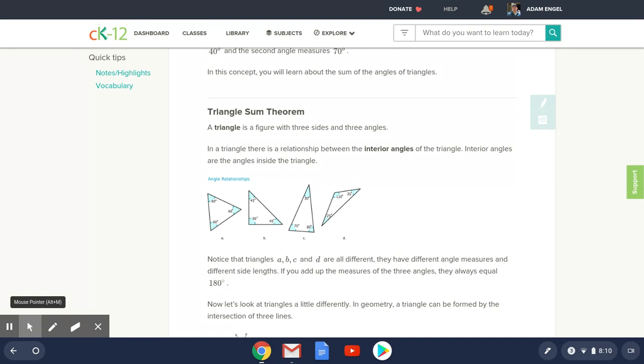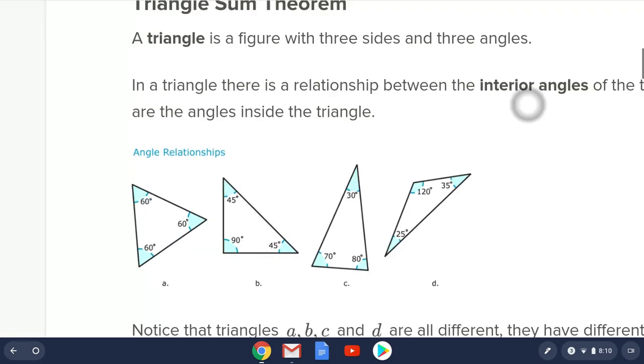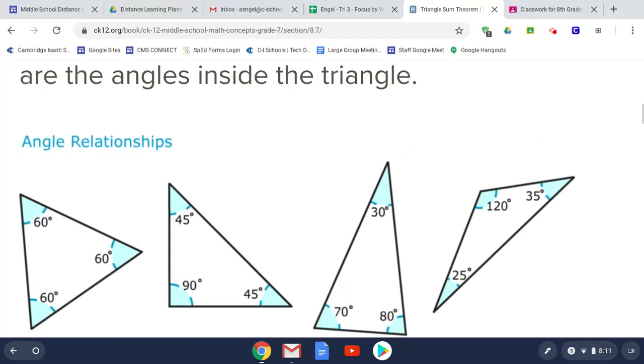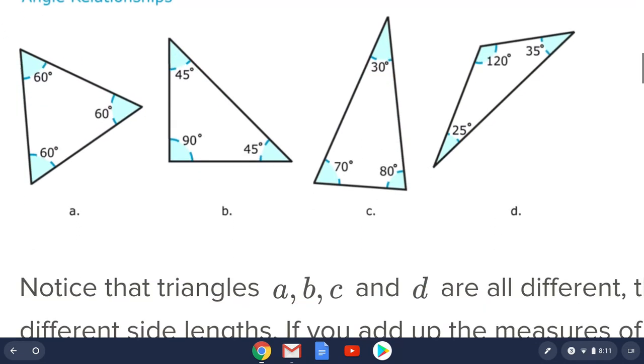We know that. Triangles have three sides and three angles. In a triangle, there is a relationship between the interior angles of the triangles. Interior angles are the inside of the triangles. So you can see right here, we have our interior angles. We have our first triangle. What kind of triangle is that? That is an equal angular triangle. Our second triangle, what kind of triangle is that? It would be a right triangle because of the 90 degrees, right? If it's exactly 90 degrees on one of its angles, it's a right triangle.